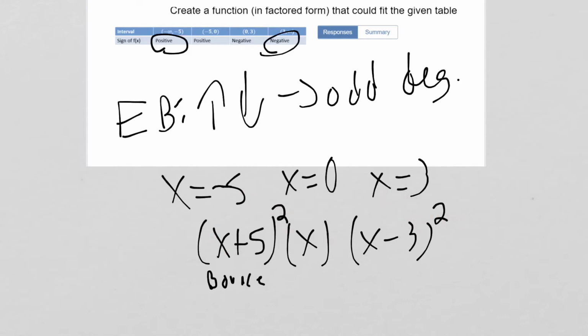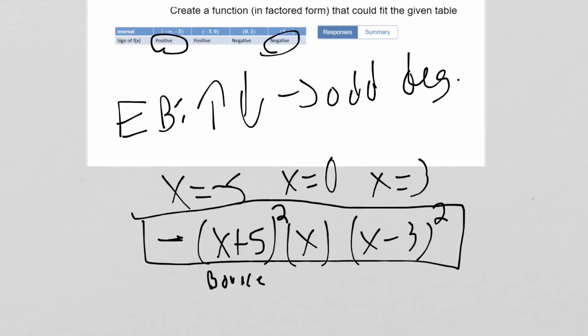That's good. Now the only adjustment we did make is that normally an odd degree has an end behavior of down, up. So then we want to make it up, down by throwing a negative out front. So this function will work nicely for this table.